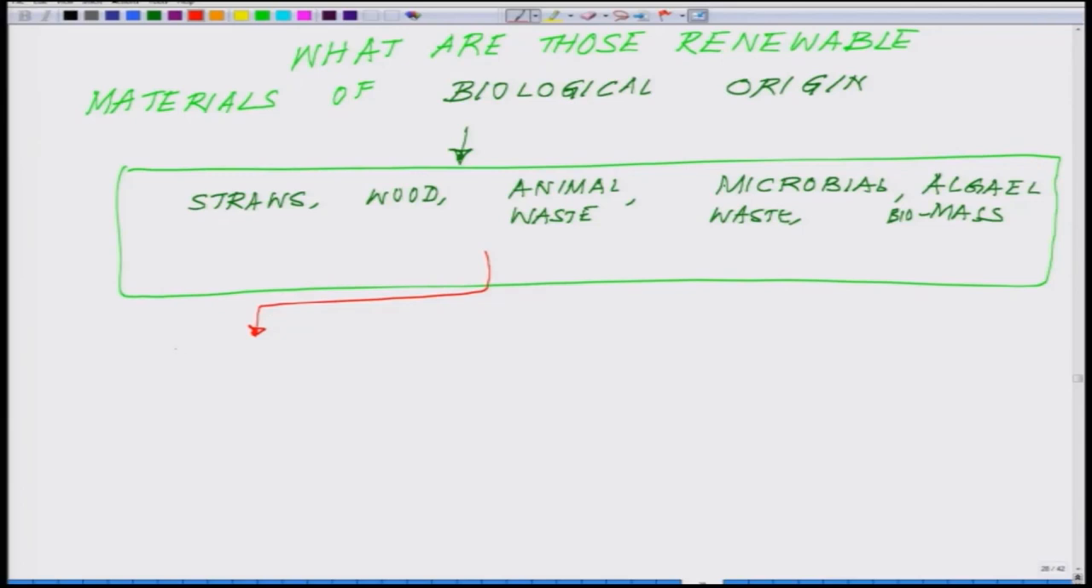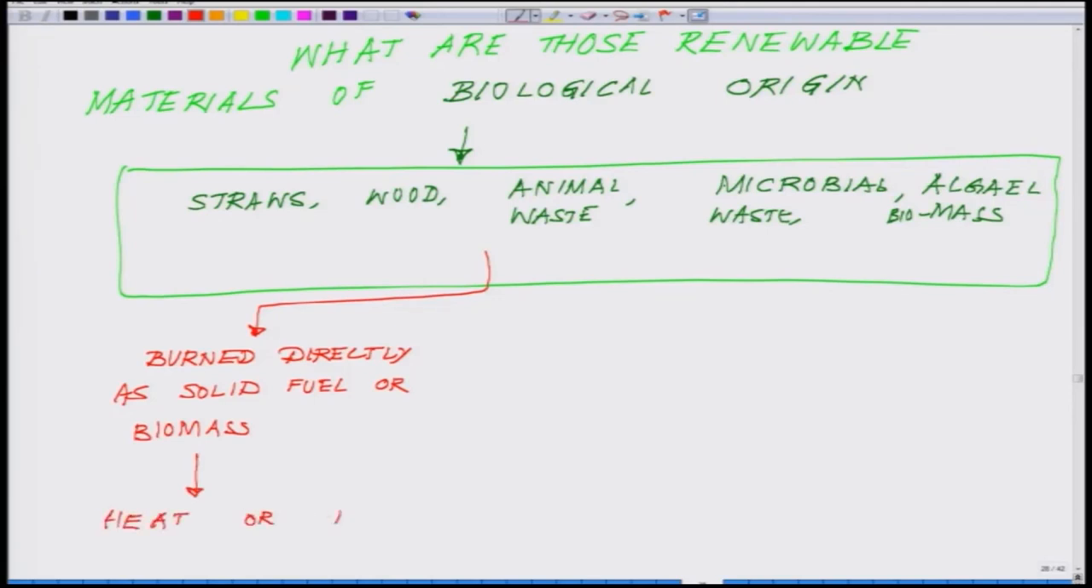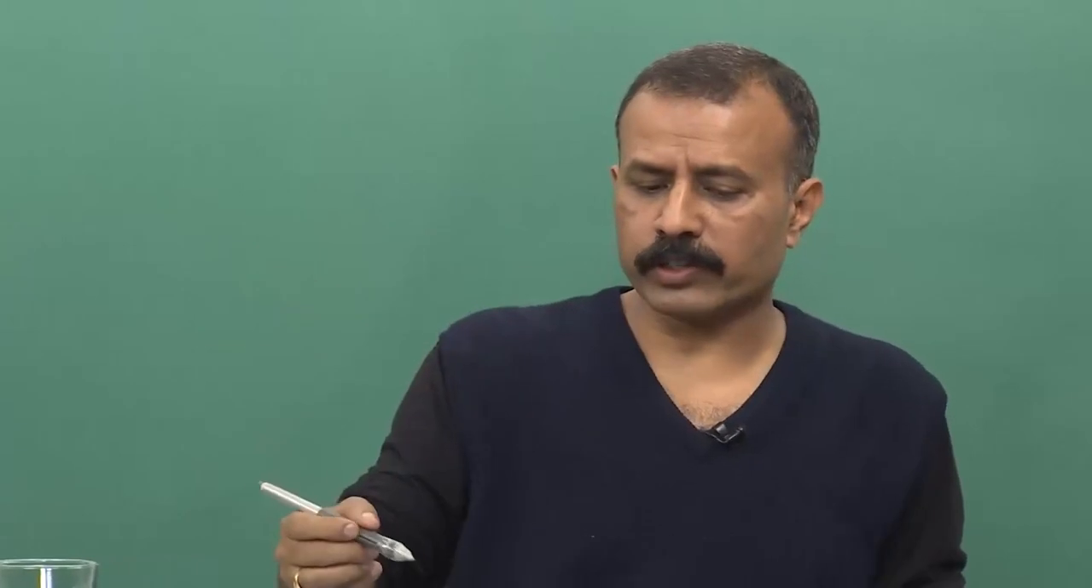They could be burned directly as solid biomass. This is one route. You all must have seen this: burned directly as solid fuel or biomass, which leads to generation of heat or power. This is an age-old process. People have burned wood for energy, for cooking, for heating the room and so forth. There is some very interesting thing about wood.